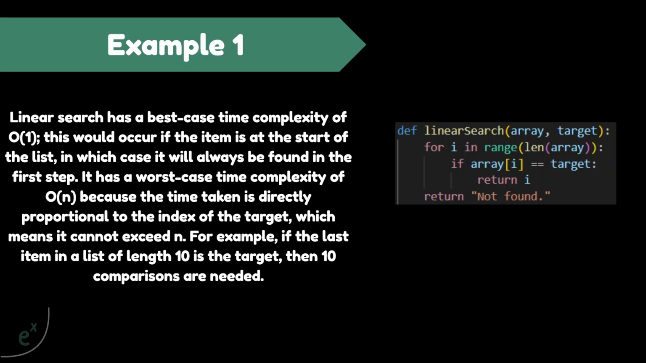Linear search has a best case time complexity of O of 1. This would occur if the item is at the start of the list, in which case it will always be found in the first step. It has a worst case time complexity of O of n, because the time taken is directly proportional to the index of the target, which means it cannot exceed n. For example, if the last item in a list of length 10 is the target, then 10 comparisons are needed.